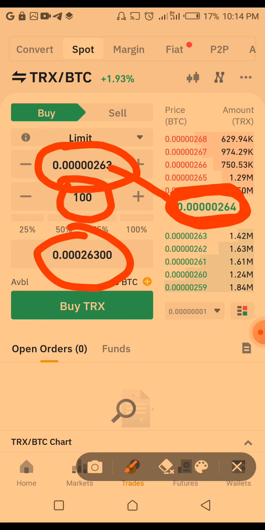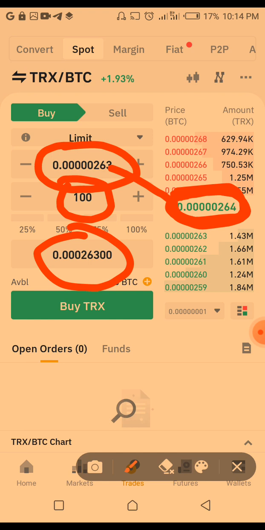Those on red are the people selling, and the people on green are the people buying. These are people that are engaged on this particular market. You can see people that are willing to buy at 0.0000263, which is 1.42 million in number. This is a lot of people.